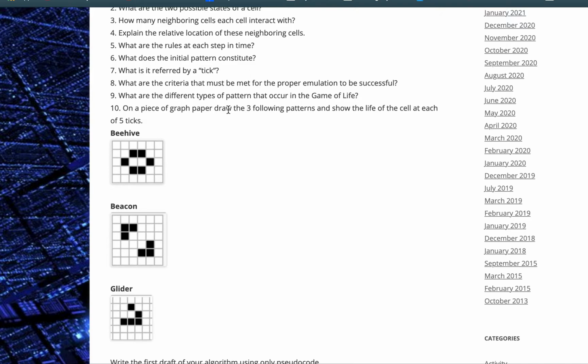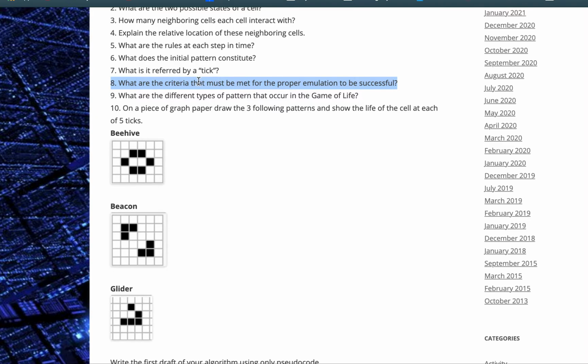But let's go back. The next one is what are the criteria that must be met for the proper emulation to be successful. So number 8 is actually the key to the answer of your algorithm. How you're going to write your algorithm in terms of the rules, but how do you implement those rules? When I showed you before how to use the graph paper, I showed you that you could have the previous and current, or you can have the current and next. In the end, you need to have two boards, if you want to call them.